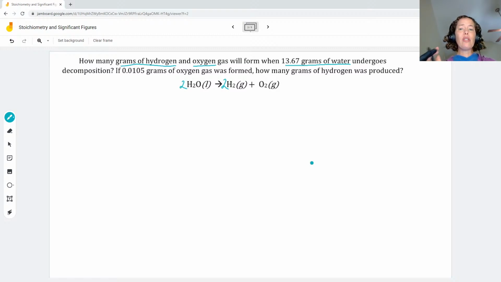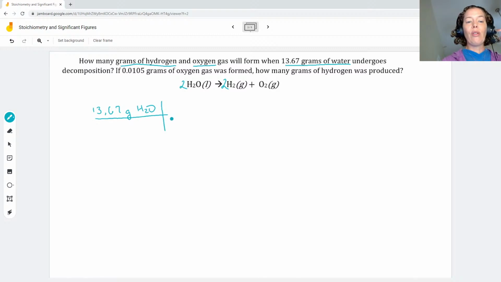So to start this problem, let's just write down what we were given. We were given the 13.67 grams of water. Now, stoichiometry is all about the mole ratio, which means we need to be in moles. And right now, we are not in moles, we are in grams. So the next question we have to answer is, how do I go from grams to moles? Well, you need to use your molar mass. So making sure that my grams of water cancel and I convert to moles of water.